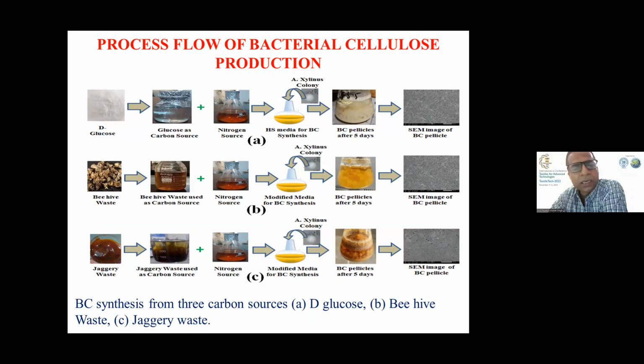These are all three comparative protocols which we have opted for: HS media, beehive based, and Zaggeri based. So almost the processes are the same. You can see here, in the case of beehive based, it is the simple waste from the bee. The beehive waste is used as a carbon source; we boiled it and segregated the nitrogen source, and then mixed it in the media, so we used it as both a carbon source and a nitrogen source. A similar protocol was opted for Zaggeri based also, and then the comparative study was made here.